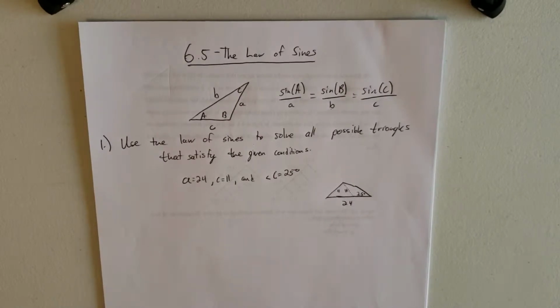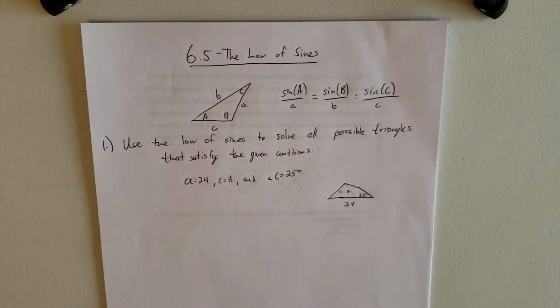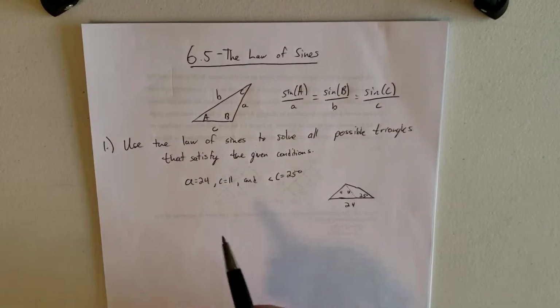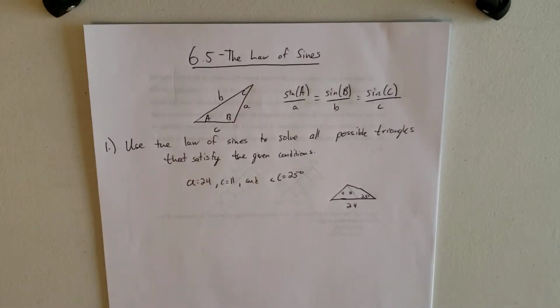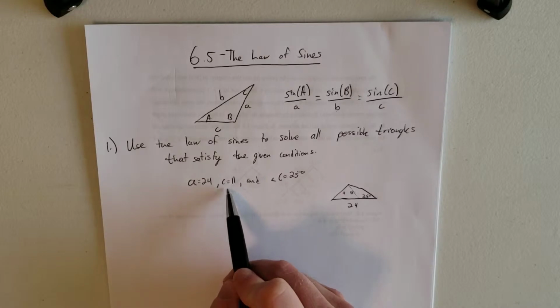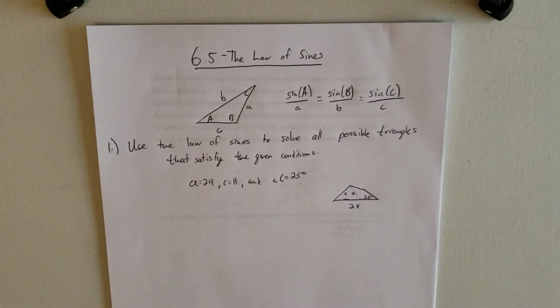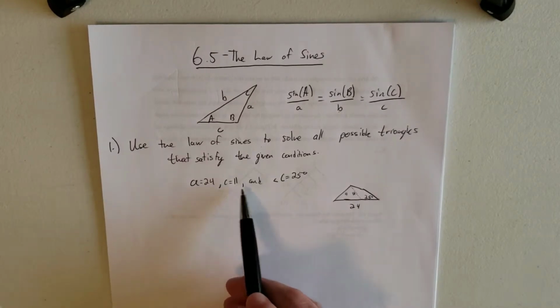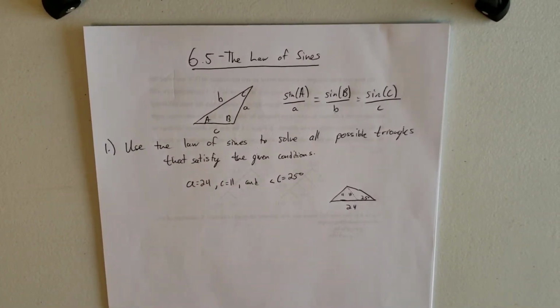But it turns out here, and we'll see in this case, that sometimes when we're using the law of sines, if we're given 3 pieces of information about a triangle, in particular in this case, side length a is 24, side length c is 11, and angle C is 25 degrees, we can have 2 different triangles with all 3 of these things occurring.